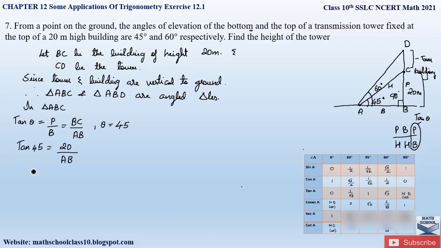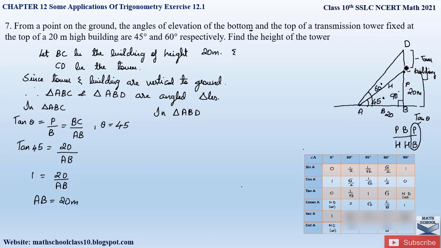Let us substitute the value here. Tan 45 equal to 1 equals 20 divided by AB, or cross multiplying we get AB equal to 20 meter. So the base AB, the distance from point A to the foot of the building, is 20 meter. Similarly, let us apply the trigonometric ratio in triangle ABD, as we know the base value now and the acute angle which is 60 degree.